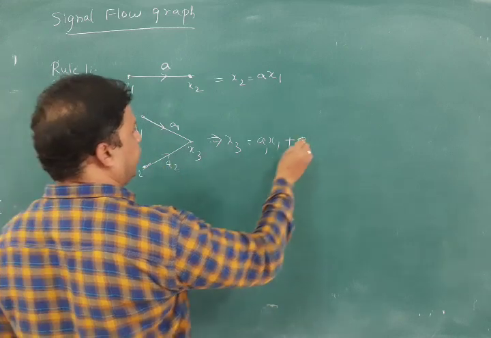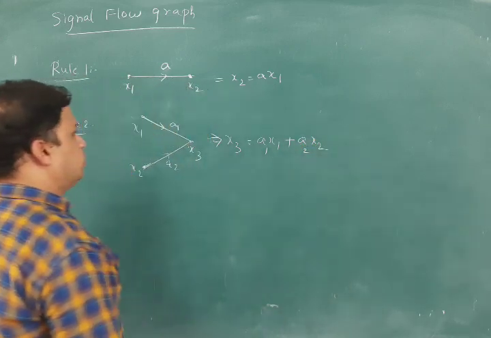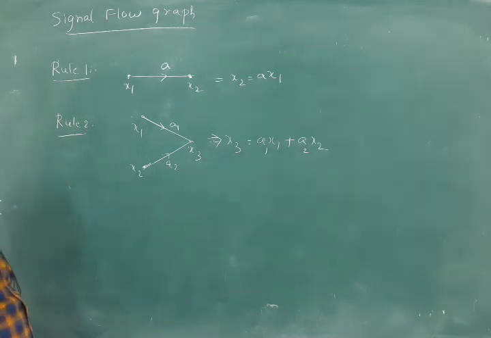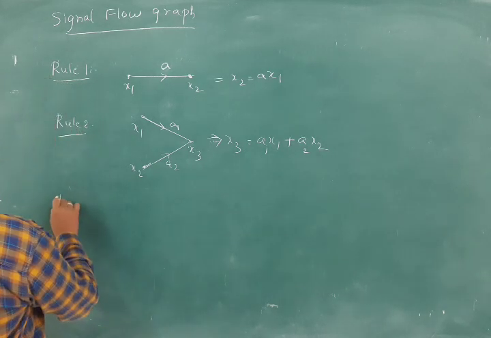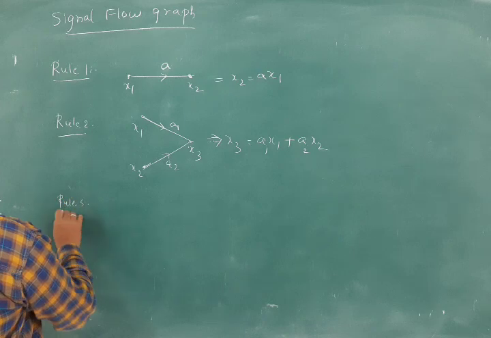This is x2 and this is A2. A2, x2 you have to multiply. So this one has become A1 x1 plus A2 x2. Now third rule. What is the third rule, or rule 3?